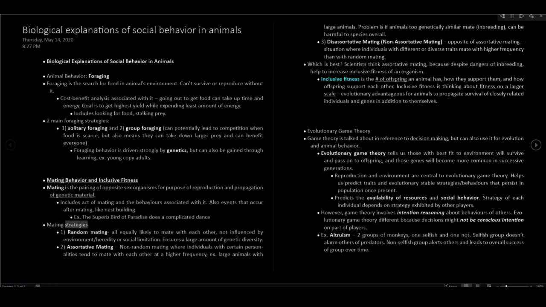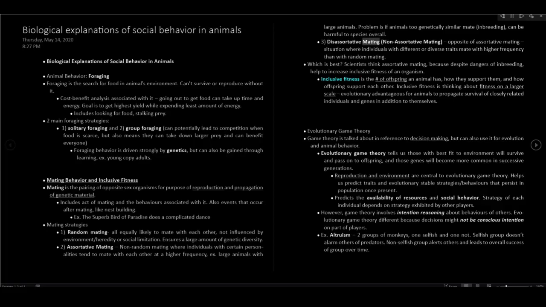Mating strategies. 1. Random mating: all are equally likely to mate with each other, not influenced by environment, heredity or social limitation. It ensures a large amount of genetic diversity. 2. Assortative mating: non-random mating where individuals with certain traits tend to mate with each other at a higher frequency, such as large animals with large animals. The problem is that if animals that are too genetically similar mate, it leads to inbreeding, which can be harmful to the species overall.